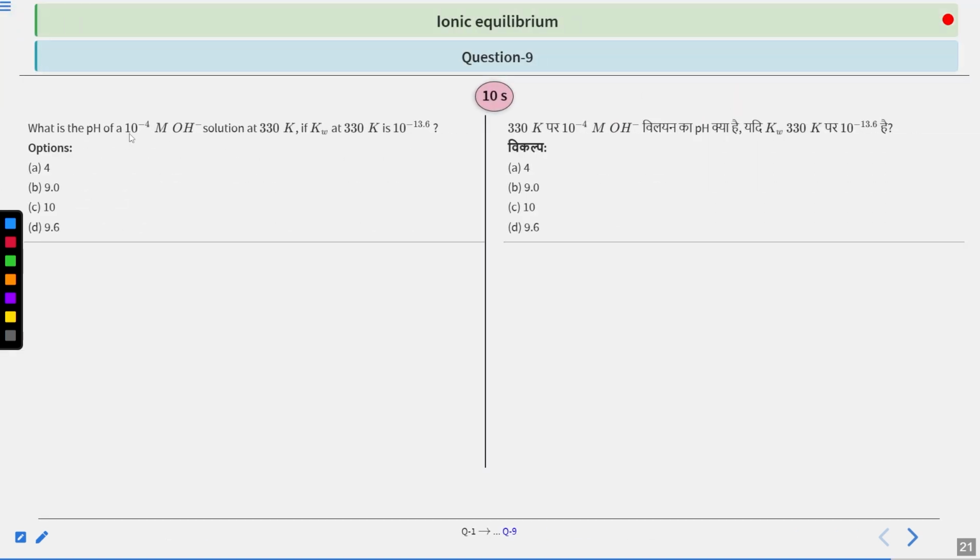Next question. What is the pH of 10 to the power minus 4 molar OH minus solution at 330 Kelvin if Kw at 330 Kelvin is 10 to the power minus 13.6? Options are A 4, B 9, C 10, and D 9.6. Your time to solve this question starts now.